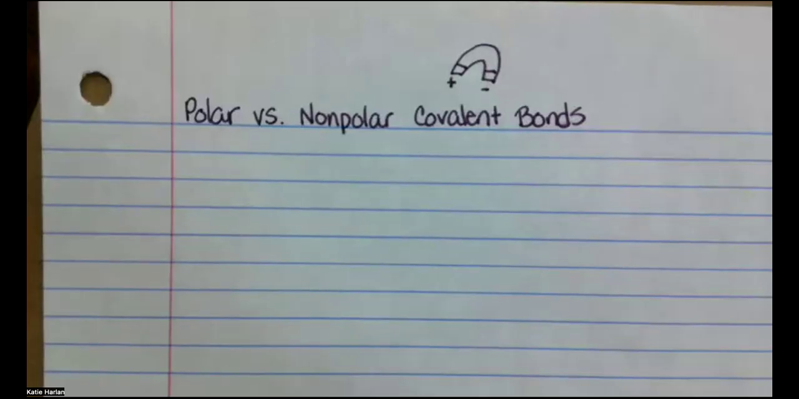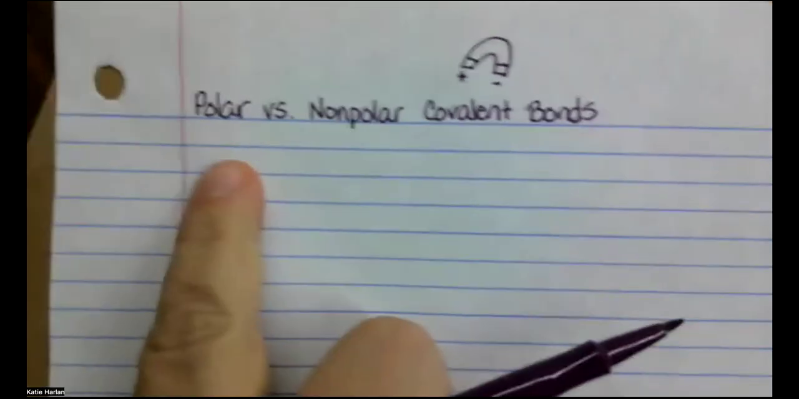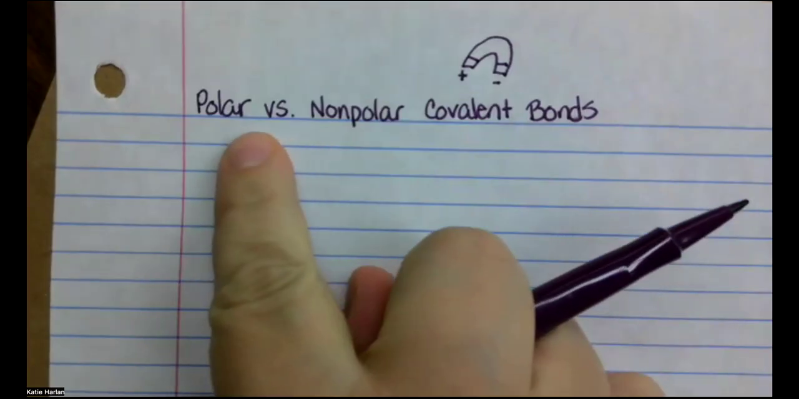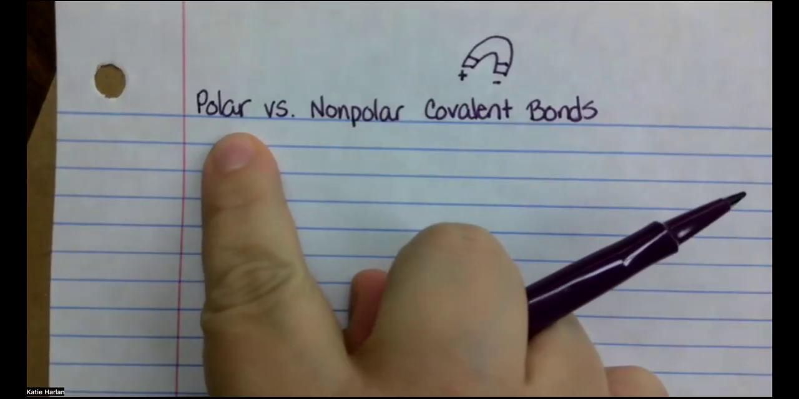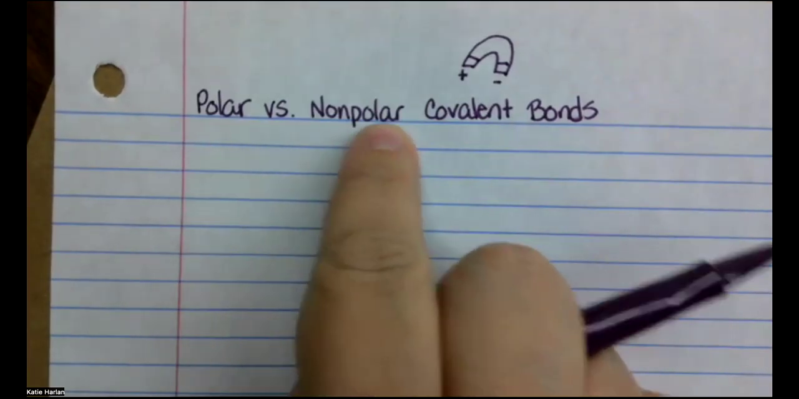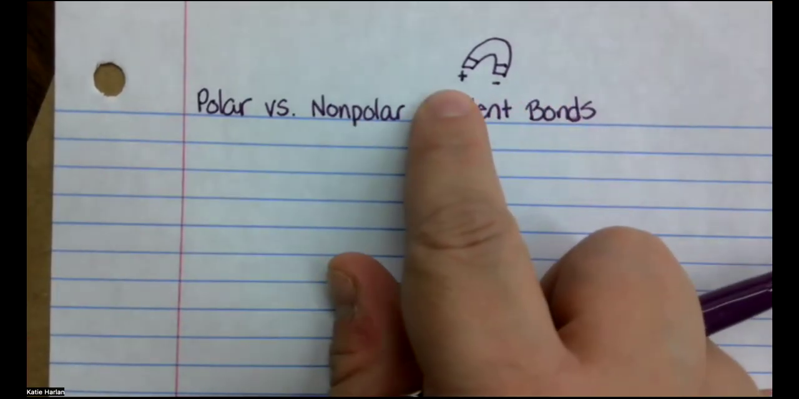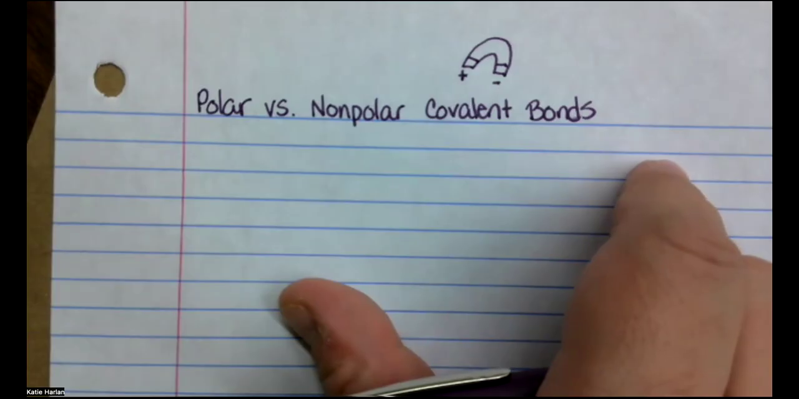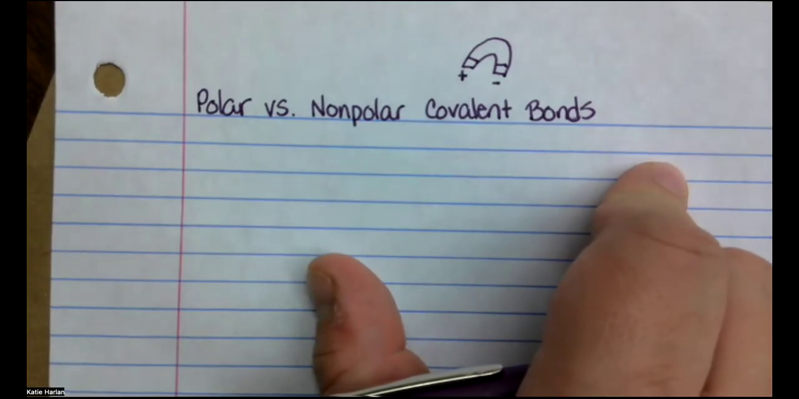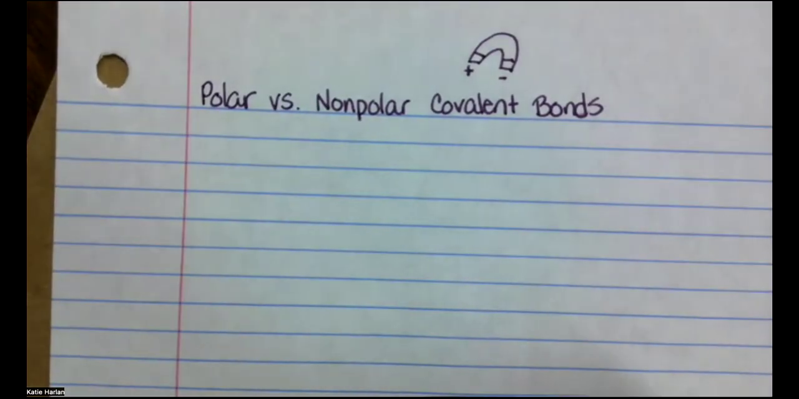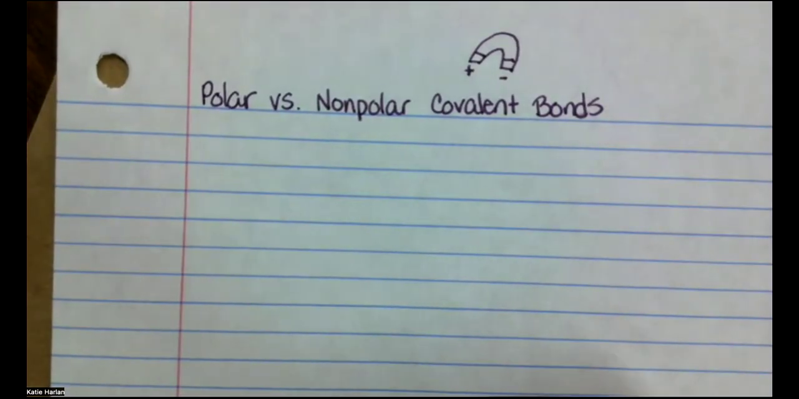All right, everybody. So today we are going to talk about the difference between polar and nonpolar covalent bonds. When you think about polar, you might think about cold, you might think about snow, but instead I want you to think about polar like a magnet. So magnets have a positive and a negative pole, or like the Earth has the north and the south pole. So we are talking about polar and nonpolar bonds, which are types of covalent bonds.